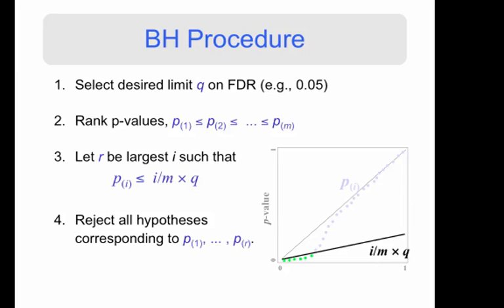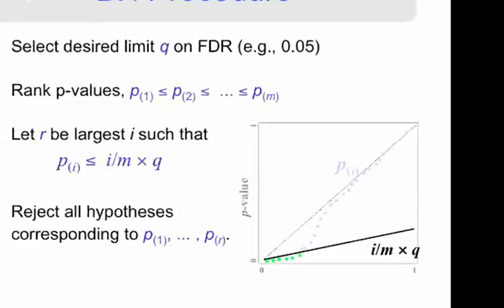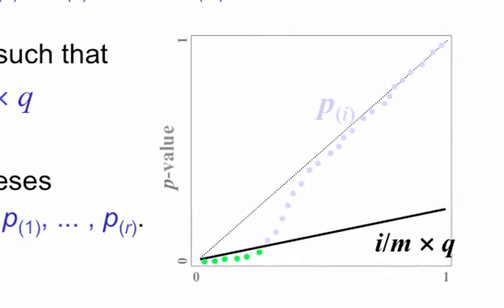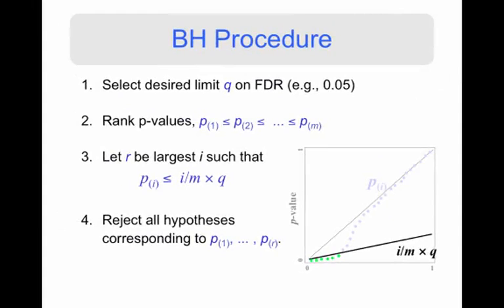Once we've chosen that, the next thing we do is take all M p-values, one corresponding to each test, and rank them from smallest to largest. So p(1) is the smallest p-value, p(2) is the next smallest, all the way up to p(M), which is the largest p-value, and we plot them in order. Next, we draw a line i over M times Q, where i is the rank of the p-values, and we let r be the largest i such that p(i) lies below this line. Then we use this as our rule, and we reject all hypotheses corresponding to p(1) up to p(r), and those are the voxels that are deemed active.